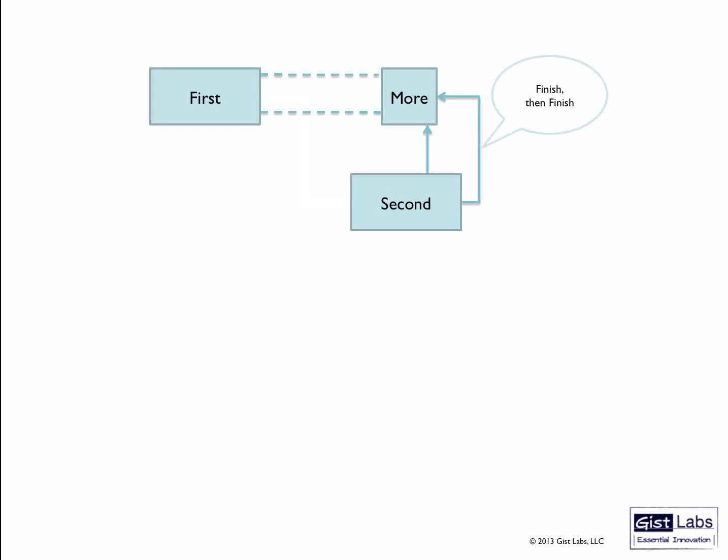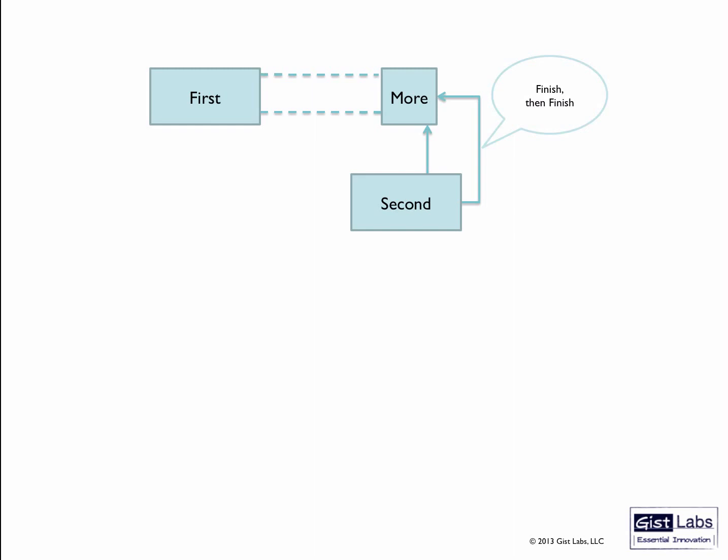So I would say that the actual relationship that we really need to pay attention to is a finish and then finish relationship. First, we can finish the first activity, and then we can finish the second activity. We can't actually finish the second activity until the first activity is finished, but we don't need to wait to start it. We actually didn't in this case.